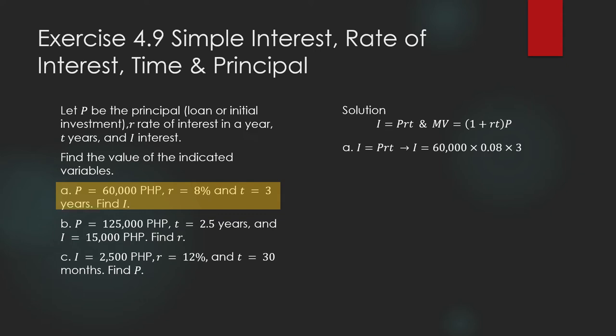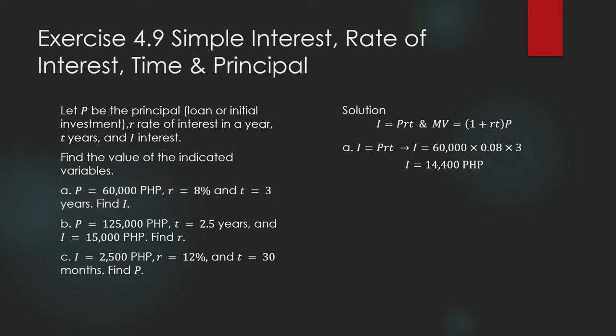Let us solve for I. So I is equal to the principal times the rate of interest times T. This is direct substitution. 60,000 pesos times 8% as a decimal number, 0.08, times 3 years. And the interest is 14,400 pesos. So don't forget to affix the peso sign, okay?